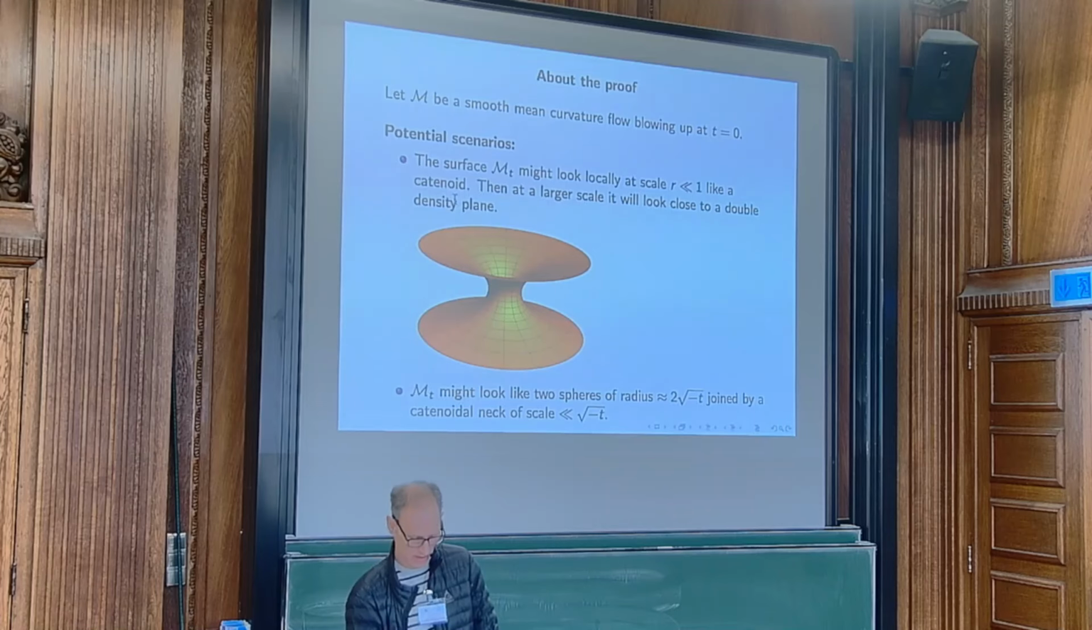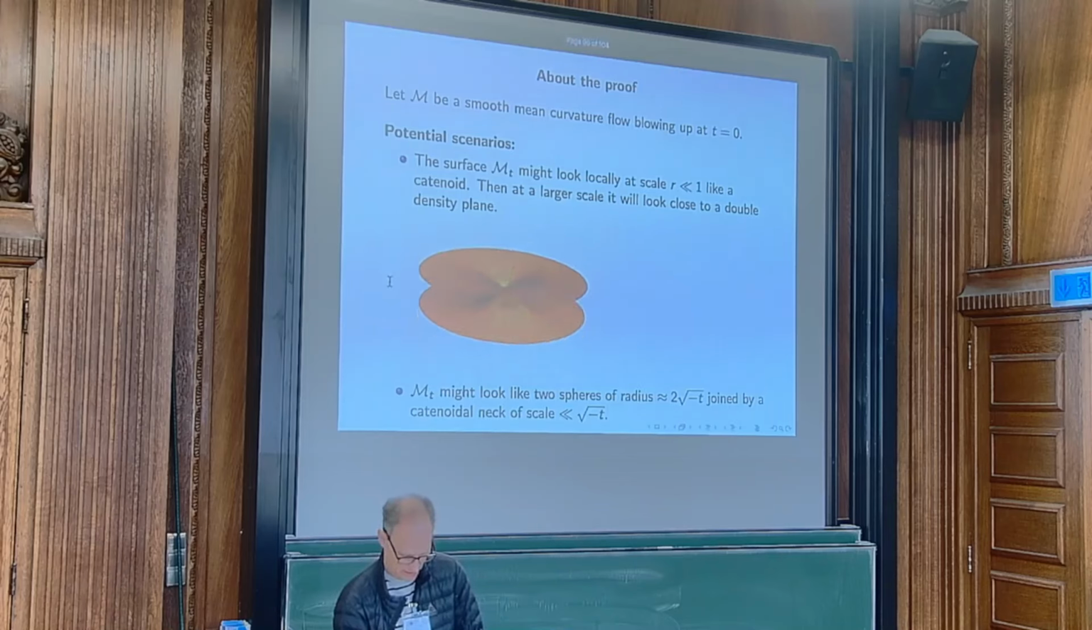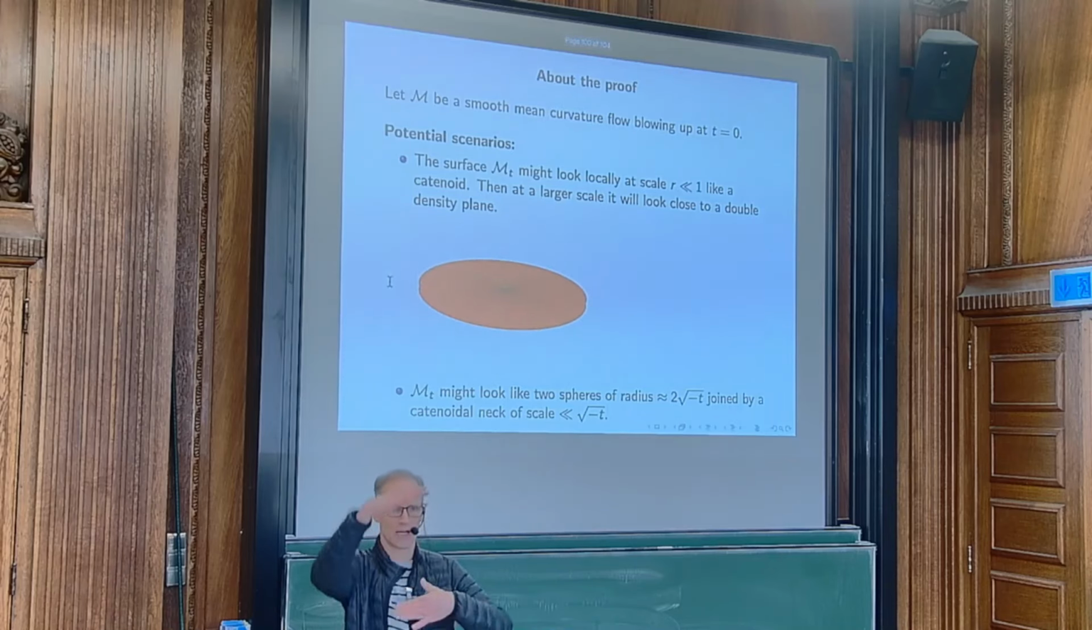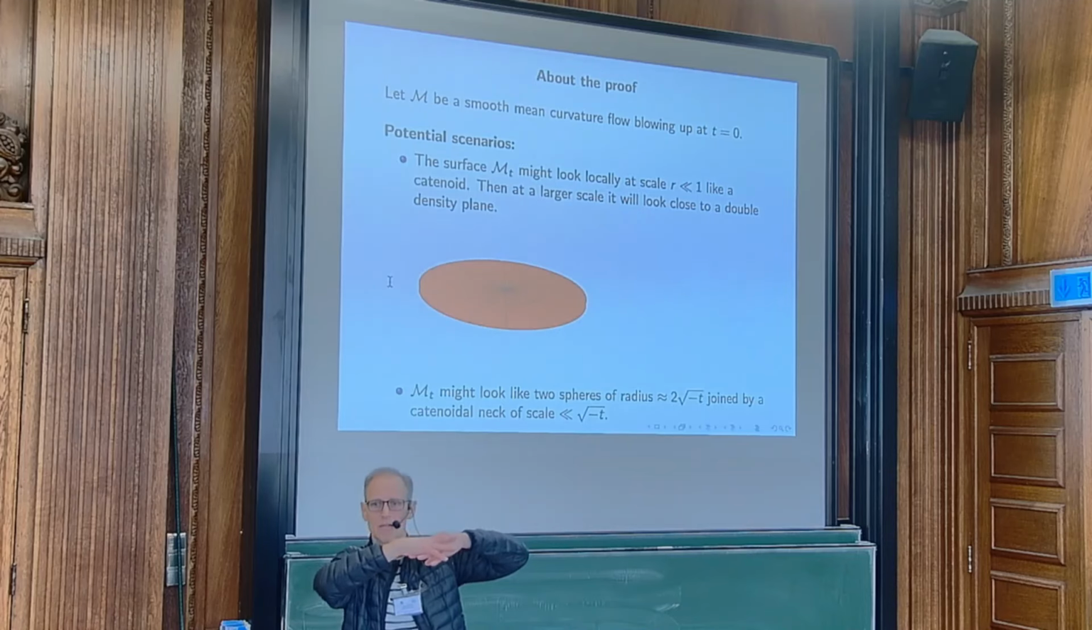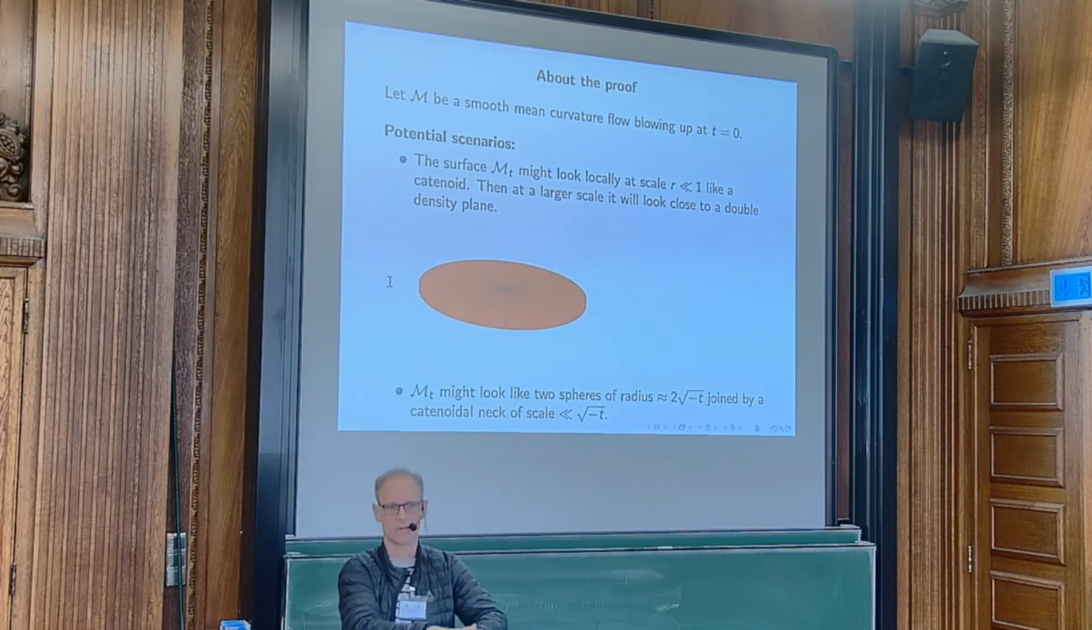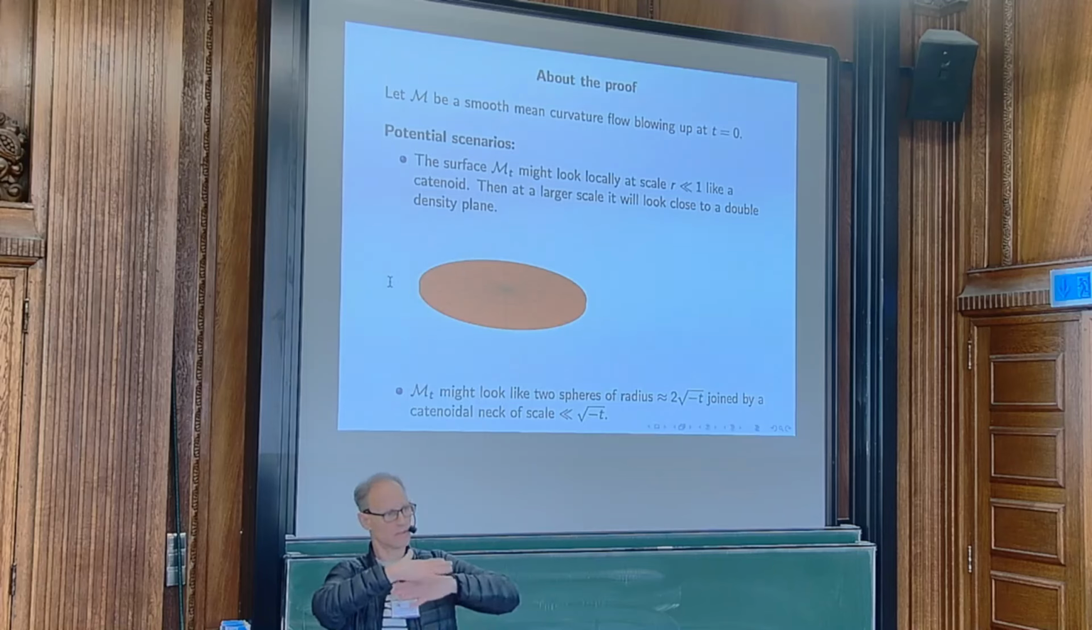So a catenoid is a minimal surface of revolution. If you scale that down, then it will converge to a multiplicity 2 plane. So if it looks at a very small scale almost like a catenoid, then at a larger scale you could see this multiplicity developing.